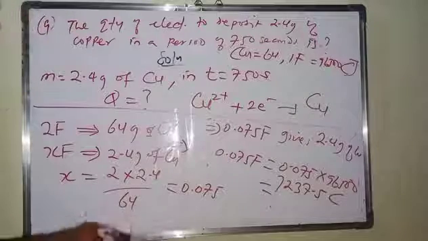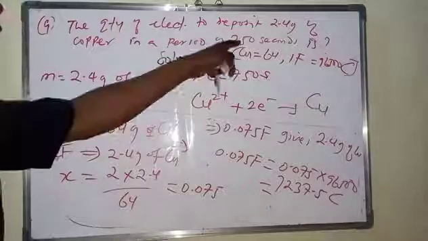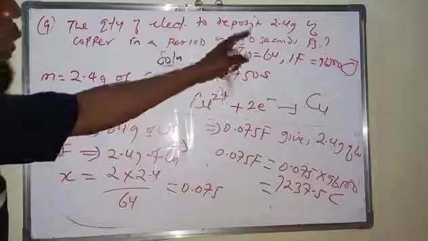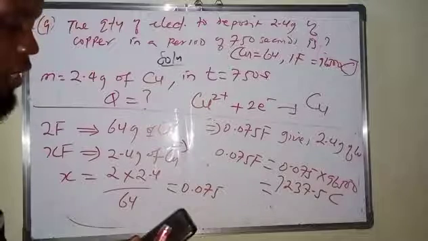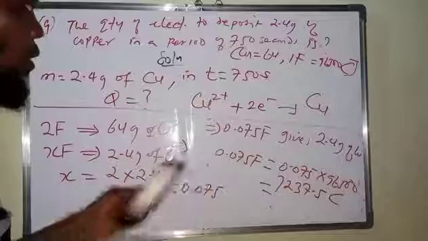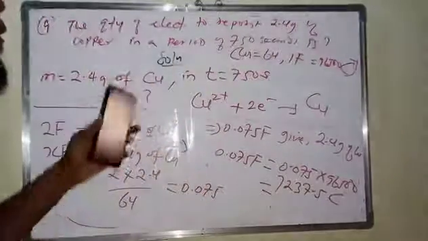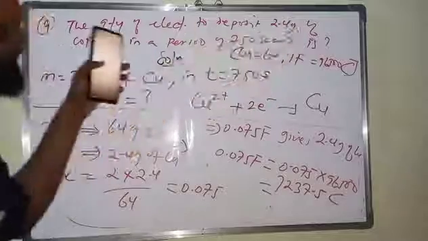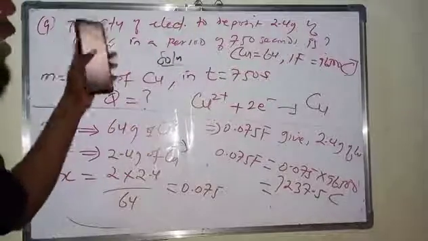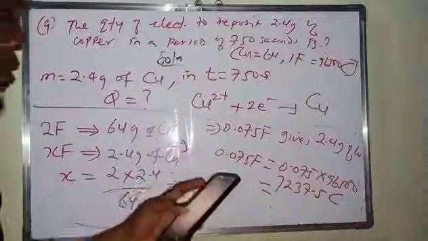You can see that there was not even any need for the 750 seconds given. It is not necessary that every piece of information supplied in the question must be used in the calculation. This is just for information that the 2.4 gram was deposited and the current ran for 750 seconds. That does not necessarily mean we are going to use it.